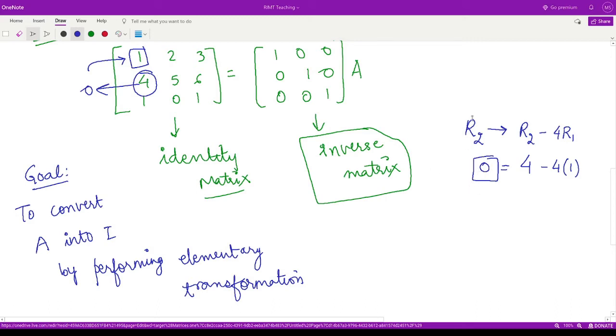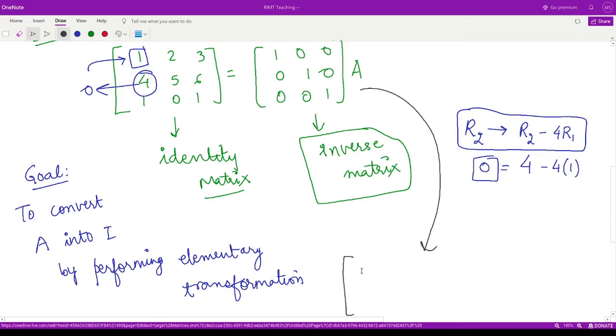So this operation we have to perform on all the elements of this particular row. Let's see what we get here. After this step, the first row would be as such, no change. The third row would be as such, no change, because we are just applying the operation on the second row.